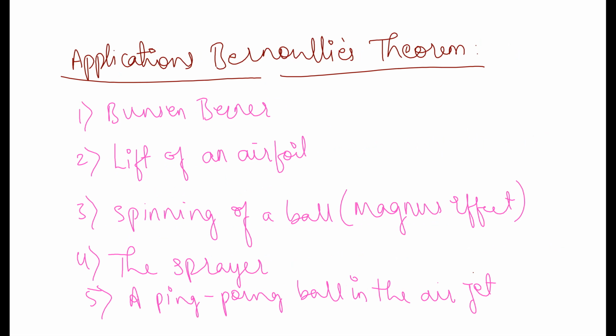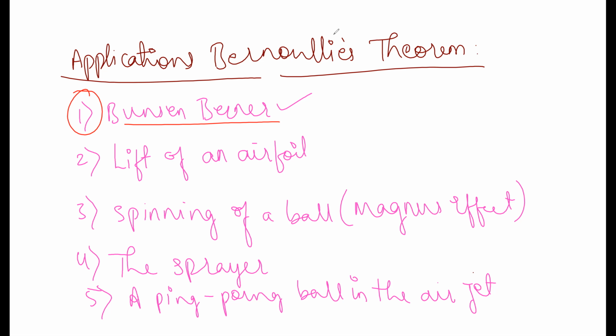This is the first application, where we use Bernoulli's theorem in a Bunsen burner. Let us discuss how it is useful. When a gas passes through a nozzle, the velocity of the gas increases and the pressure inside the vertical pipe decreases. Therefore, air from outside rushes into the burner through the side hole. This mixture of gas and air moves upwards and burns at the top of the burner.